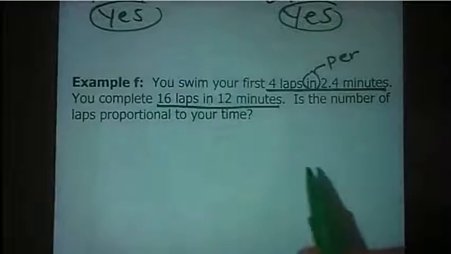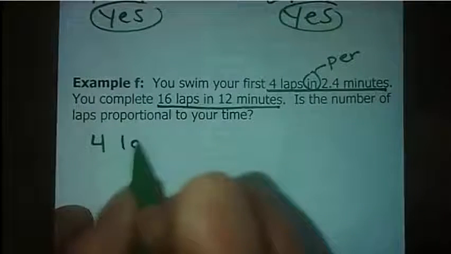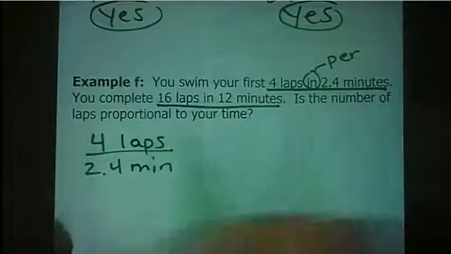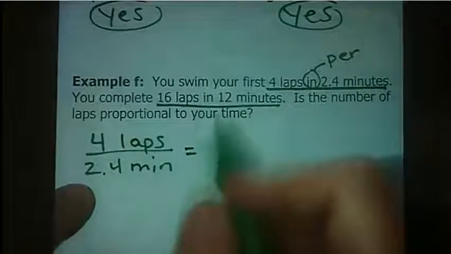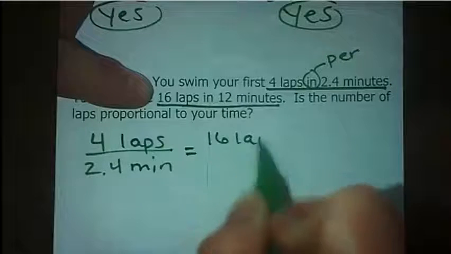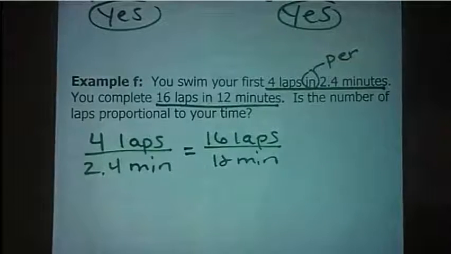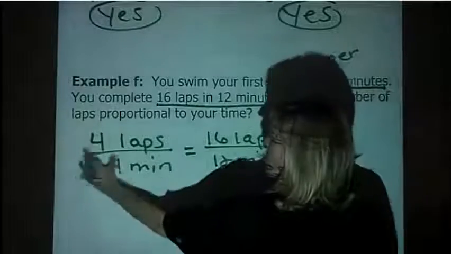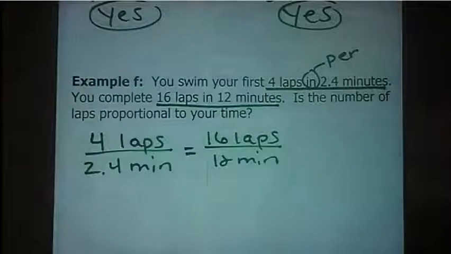So if I asked you to go ahead and write a rate for 4 laps per 2.4 minutes, we would write that as 4 laps per 2.4 minutes. Now what this is asking is, is 4 laps per 2.4 minutes equal to 16 laps in 12 minutes? That's the question. So to determine if these are equivalent, we could try to simplify 4 over 2.4 and 16/12 and see if they have the same simplified version. Or we can go ahead and use the cross products property.